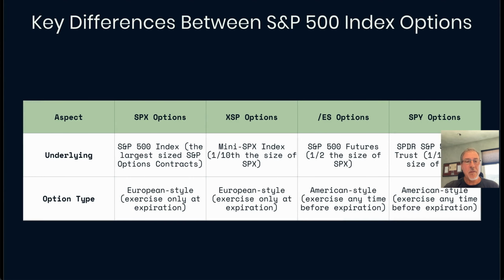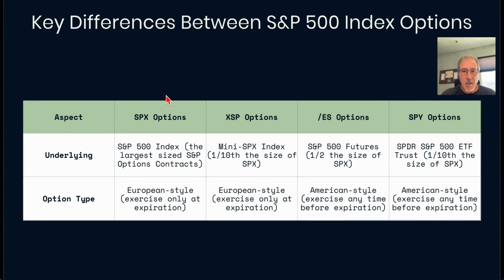Now I want to look at some other key differences. So the next few slides, we're going to look at SPX options, XSP, ES, and SPY. What we're looking at here is the S&P 500 index, the largest size options contracts that you can trade. And these are European style. They only get exercised at expiration. The XSP is 1/10 of the size of SPX, as we've already seen. Again, European style, only exercised at expiration.